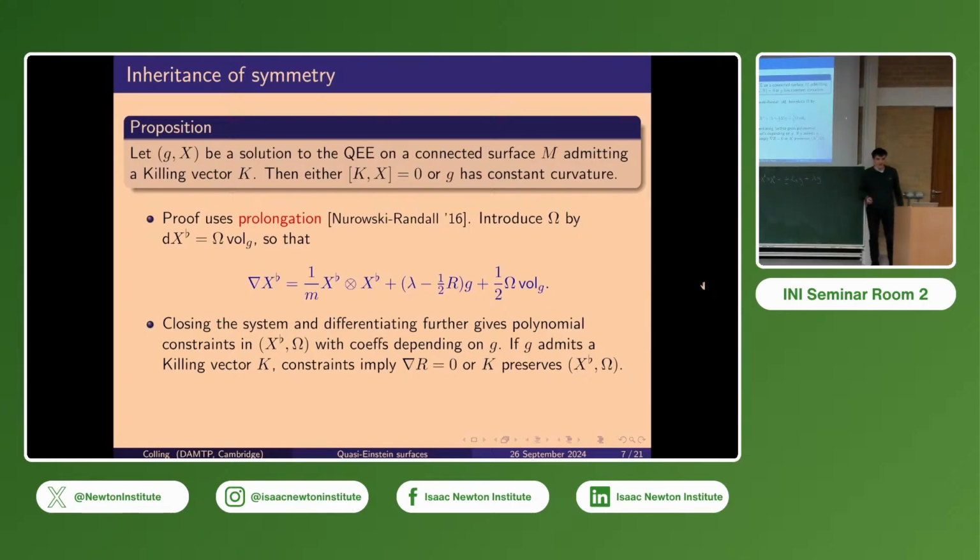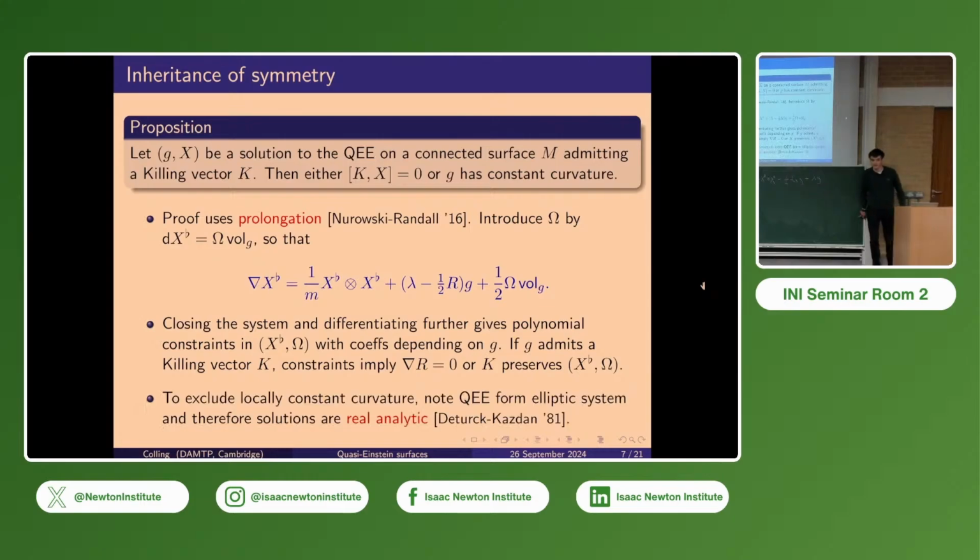And then finally, to get to the result, you want to exclude the possibility that the curvature is constant on some open set, but not everywhere. And for this, you can use real analyticity of solutions to the Quasi-Einstein equation. So just like for the Einstein equation in Riemannian signature, where the arguments were worked out by DeTurck and Kazdan, the Quasi-Einstein equations form an elliptic system, which means that in appropriate coordinates, solutions are real analytic. And so either the curvature is constant everywhere or k commutes with x. And in both cases, there is a Killing vector commuting with x.